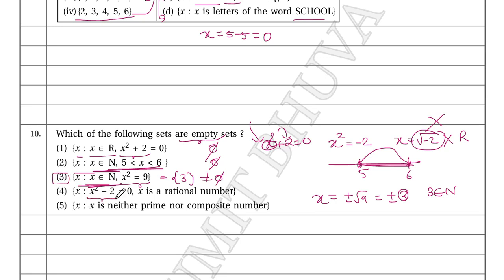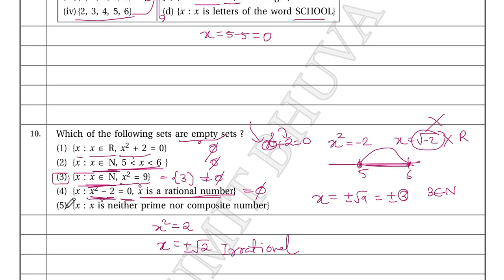The next, x square minus 2 is equal to 0. If we solve this, x square is equal to plus 2, then x is equal to plus or minus root 2. And root 2 is which number? Root 2 is an irrational number. But here we want a rational number. So this is also an empty set, because we are getting an irrational number if we solve this condition.